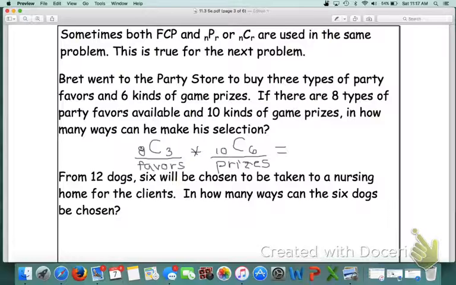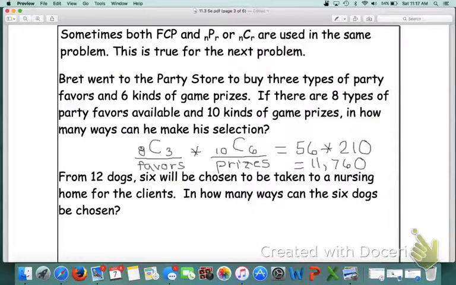But we have a fundamental counting principle going on with a combination because we've got 2 slots we have to fill out, but within those 2 slots we're filling them out with combinations. And remember that we always need to multiply. So we're going to find that this is 56 times 210, and that's equal to 11,760.